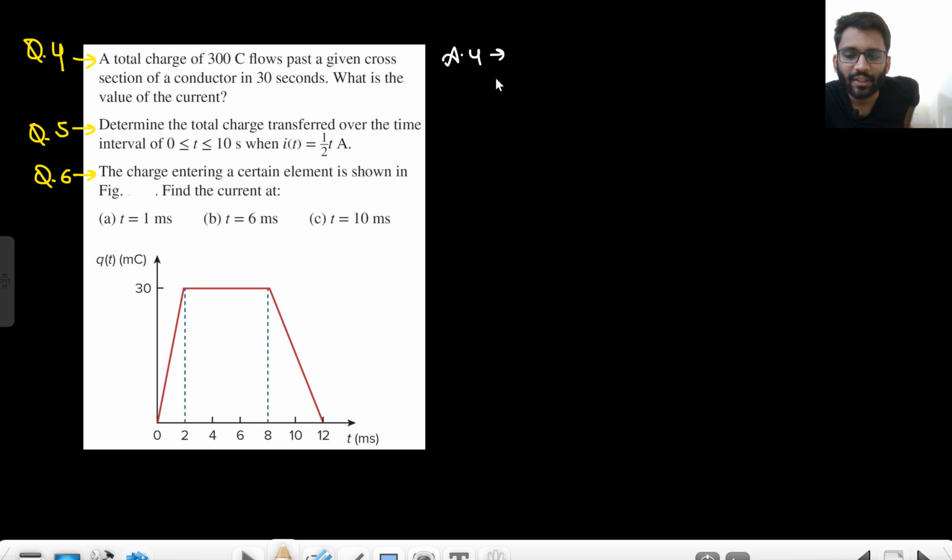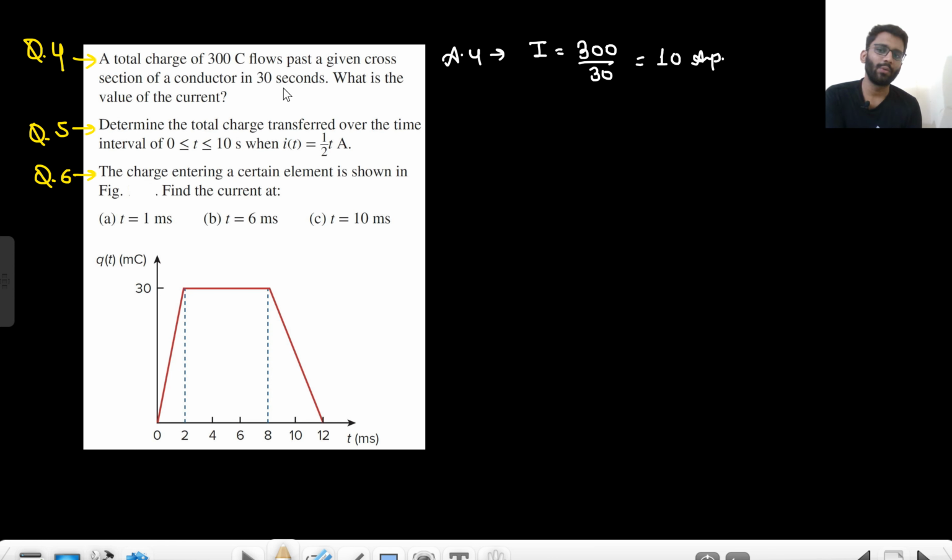A total charge of 30 coulomb flows past a given cross section of a conductor for 30 seconds. What is the value of current? I equals q by t. 30 coulomb by 30 seconds, that means 10 ampere. You need to take care of units, coulomb per second is ampere. If it was minutes, then the answer would have been 10 by 60 ampere, right? Because the unit has to be coulomb per second. So you need to take care of units.